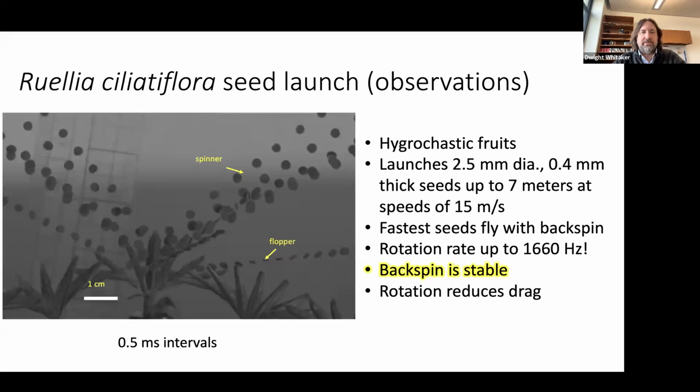So here's an image from that. This is one of those Olympic images where we show the seeds at different times. But these distal ones are spinners, we call them, and these ones are floppers. The spinners travel much better than the floppers. They have a higher initial velocity, but they also travel really fast.